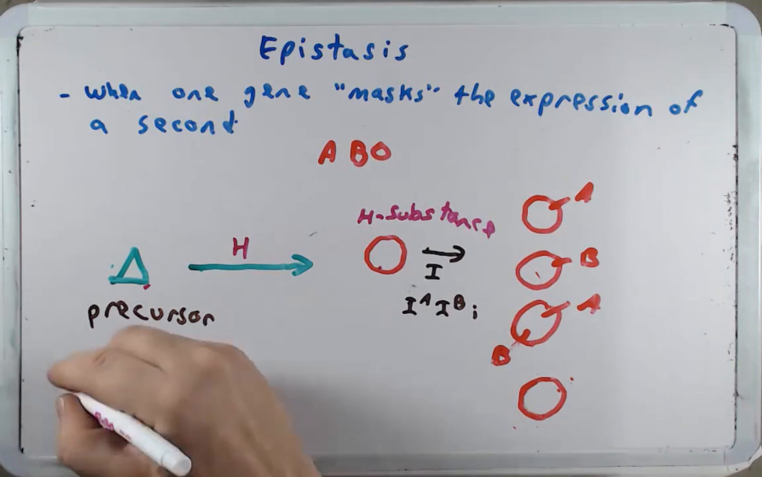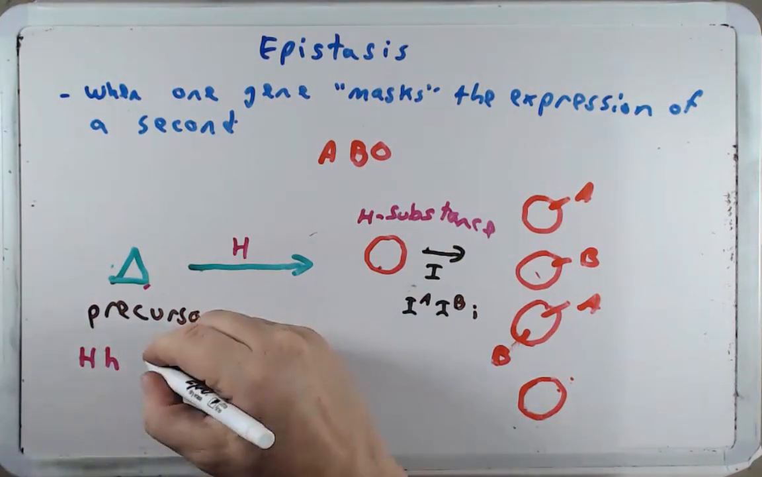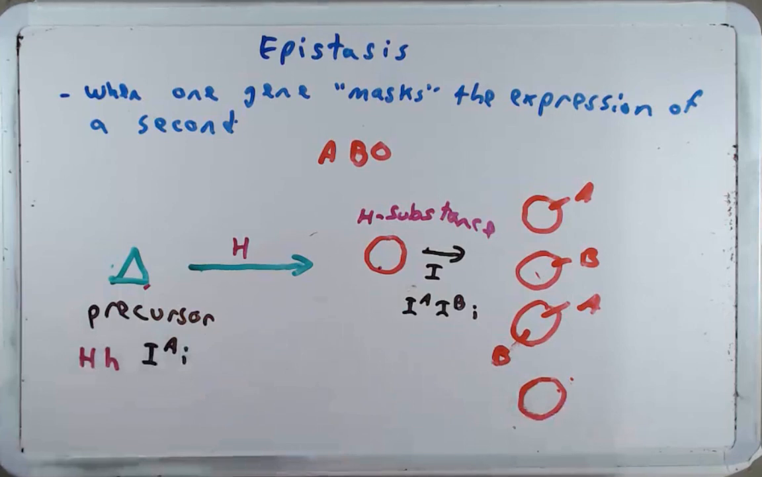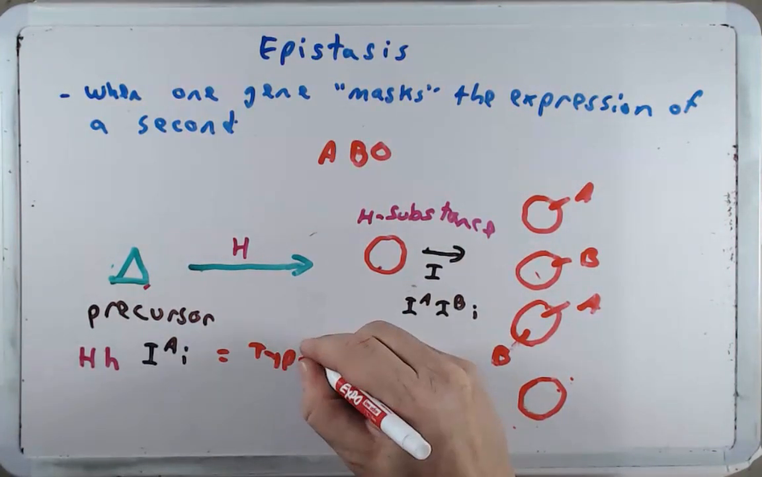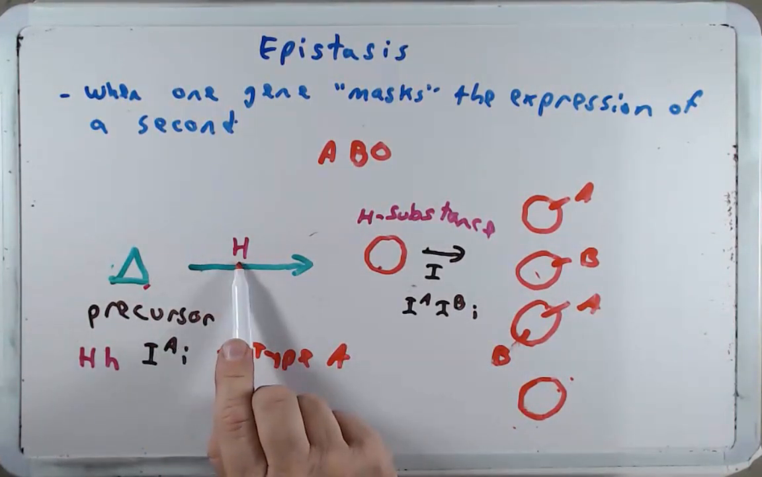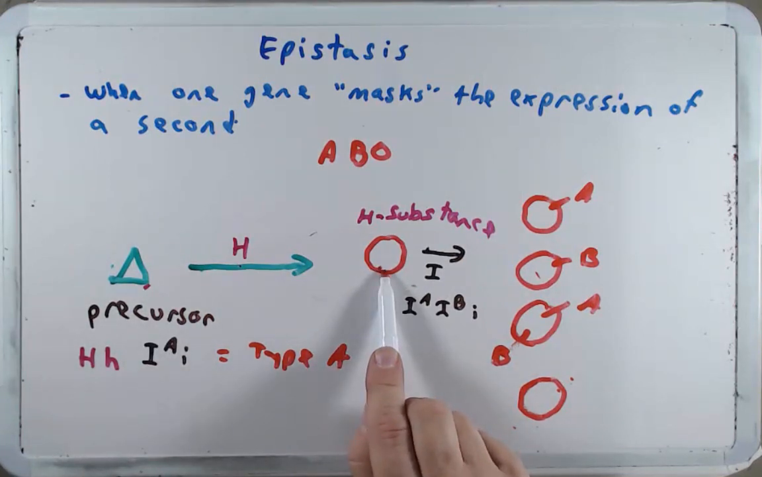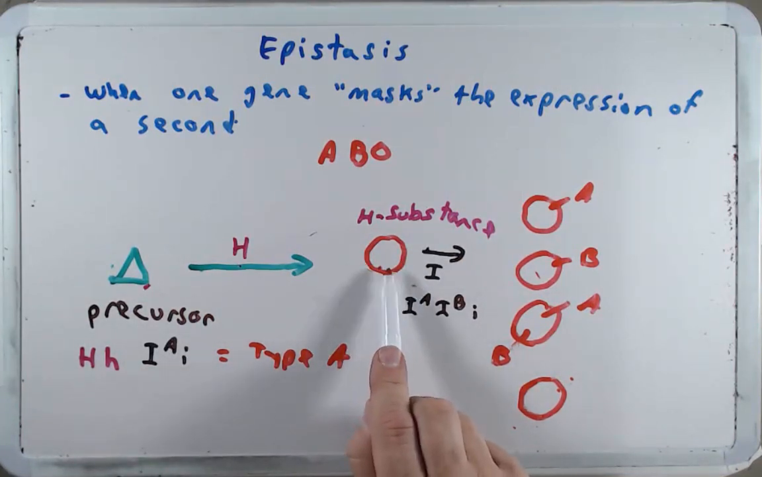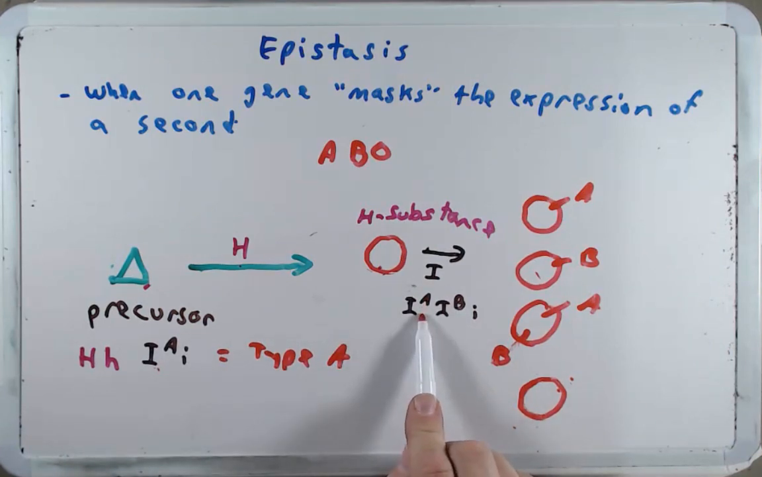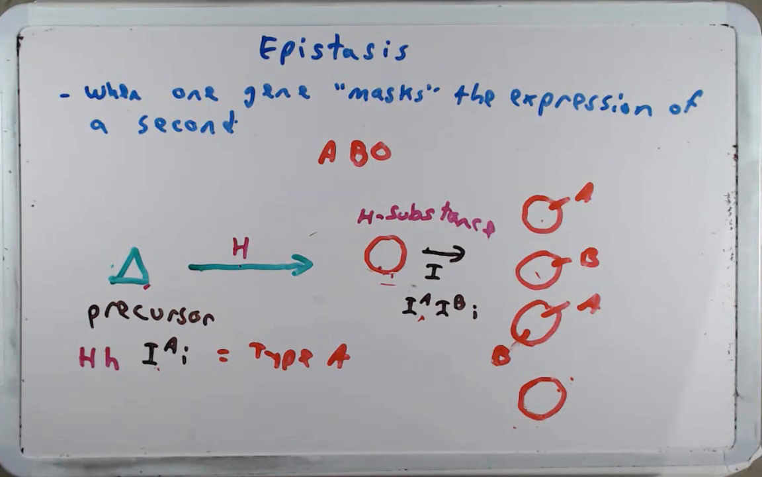If somebody is genotypically big H, little h, it could be big H, it wouldn't matter in this case, and then IA, I, little i, their phenotype would be type A. And the reason for that is that you have the H enzyme that converts the precursor into the H substance. Once the H substance is made, you have the I gene that can now take this H substance and make the A sugar on the outside of it.